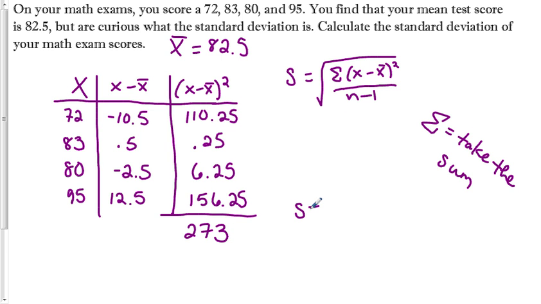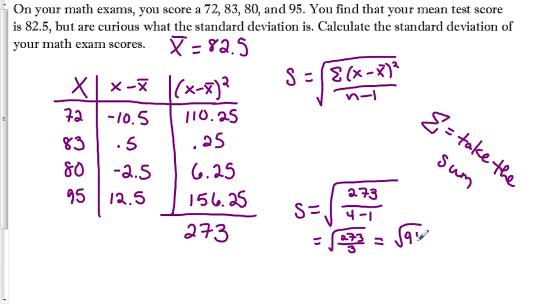The standard deviation is equal to the square root of that whole numerator, 273, which is what we just found over here, divided by n, the number of data that we have, 4, minus 1. That is the square root of 273 divided by 3, which, if we keep simplifying, is the square root of 91, which is approximately, if we round that, 9.54.